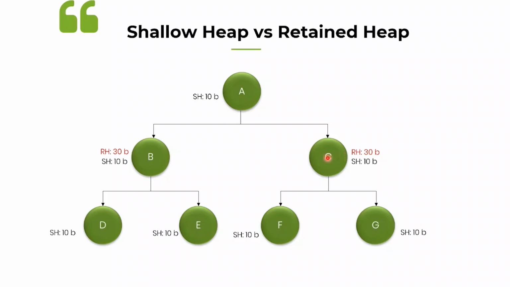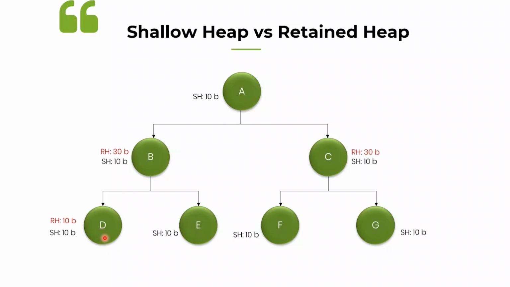Now let's discuss what is going to be the retained heap size of object D. If D gets removed, how much memory is going to be freed up? Only D's own memory is going to be freed up, because D doesn't have any children or any direct references. So D's retained heap size is just 10 bytes, because it's not referencing any other objects, and even if it is deleted, the other objects are still going to be there in memory.